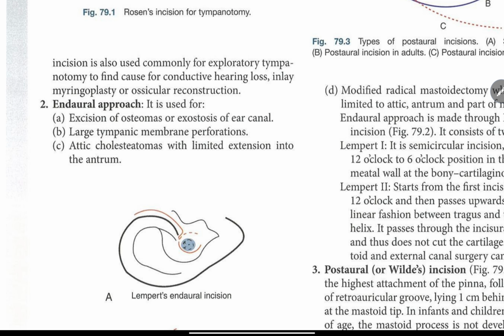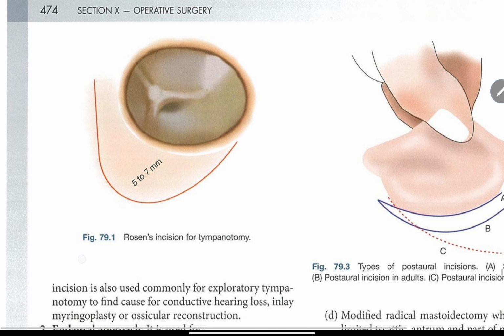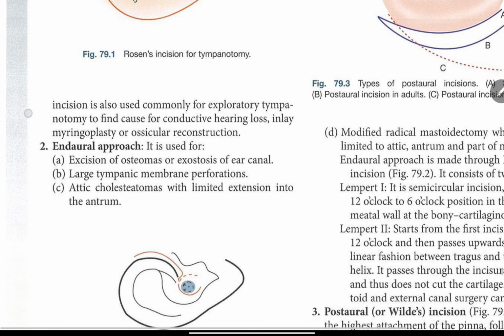This incision is also used commonly for exploratory tympanotomy to find the cause of conductive hearing loss, inlay myringoplasty, or ossicular reconstructions. Figure 79.1, Rosen's incision for tympanotomy, 5 to 7 millimeter.